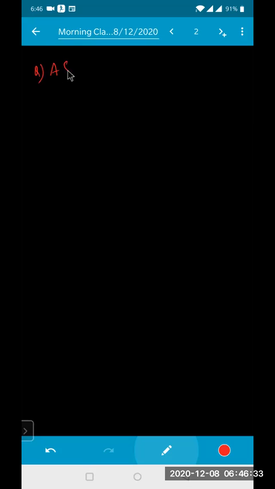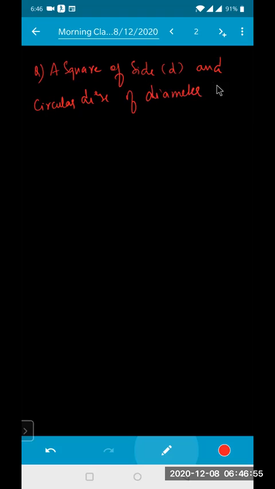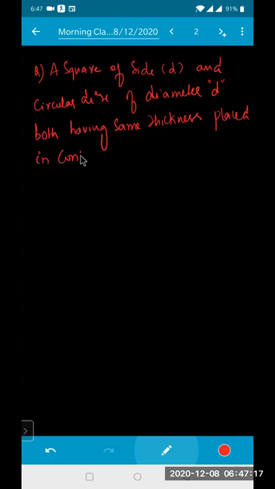See this one below. A square of side D and a circular disc of diameter D, both having the same thickness, placed in contact such that both lie in the same plane. Find the distance of the center of mass.